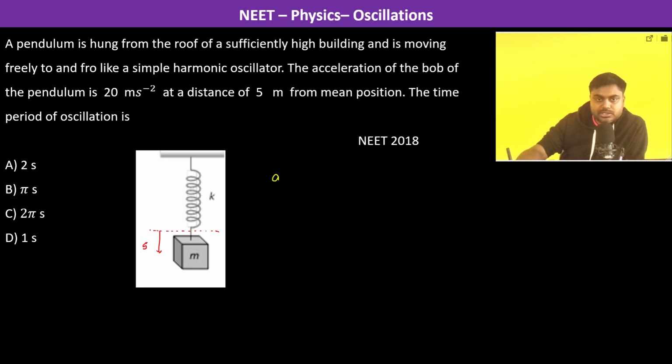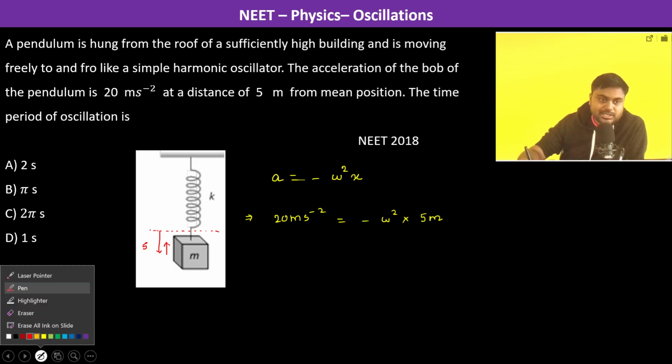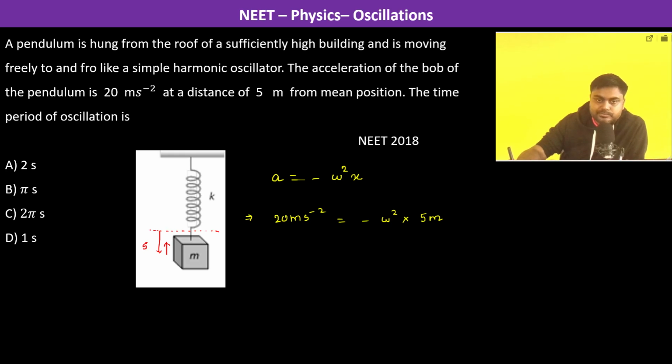So therefore acceleration can be written as minus omega square x. So therefore this is 20 meter per second square. This is equal to minus omega square into 5 meters. Of course, if the displacement was in this direction, acceleration must be in this direction. So therefore acceleration is having a negative sign also. So therefore omega square is equal to 20 by 5 per second square.